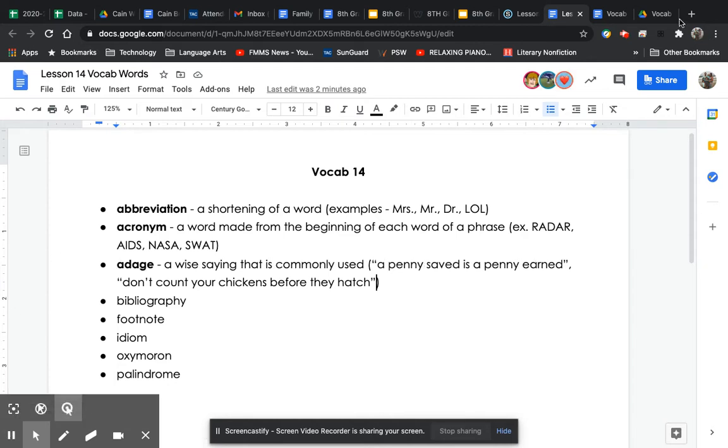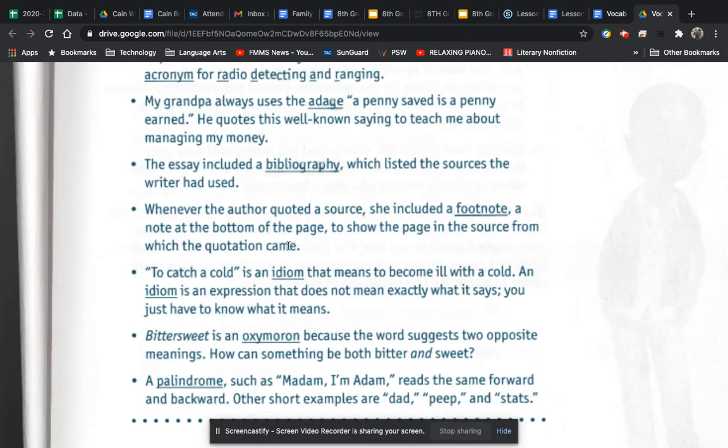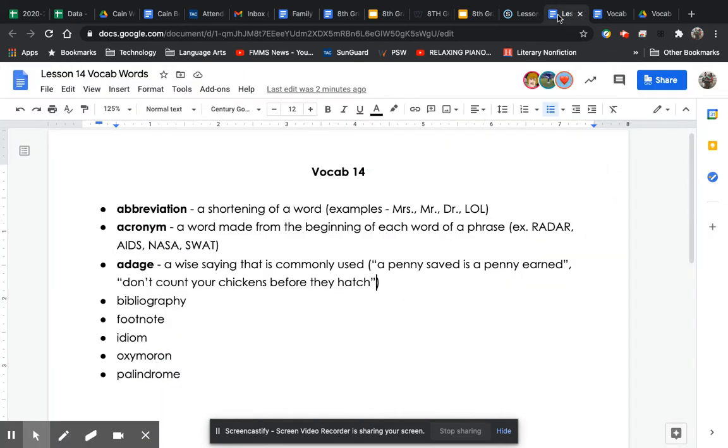The next word is bibliography. This is something that you guys have made, but you guys call it a works cited page. It says the essay included a bibliography which listed the sources the writer had used. So a bibliography is a list of books and sources. We'll just say a list of books and sources. And then we'll put in parentheses, essays have a works cited page or a bibliography.